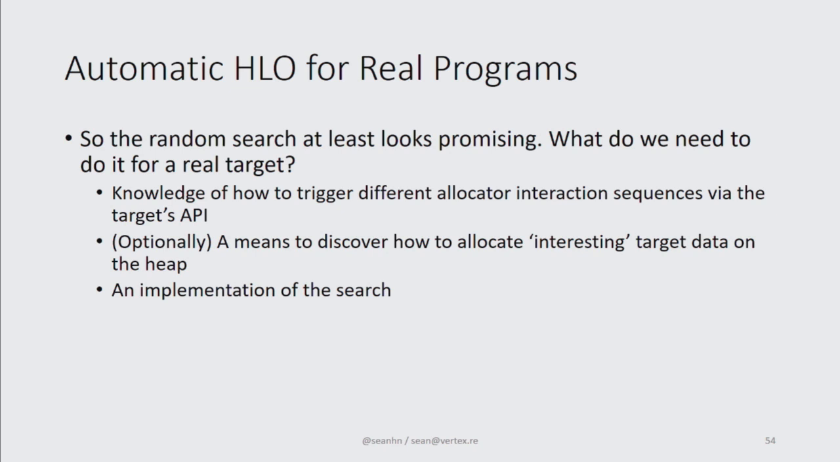If we want to actually do this on a real target, we need a few different things. We need to figure out how to trigger different allocator interaction sequences via the target's API. We need some way to discover how to allocate interesting target data on the heap, and we need an implementation of the search for that real program.